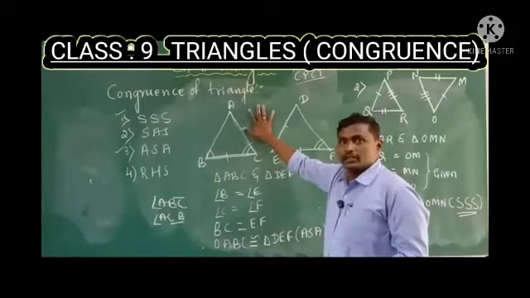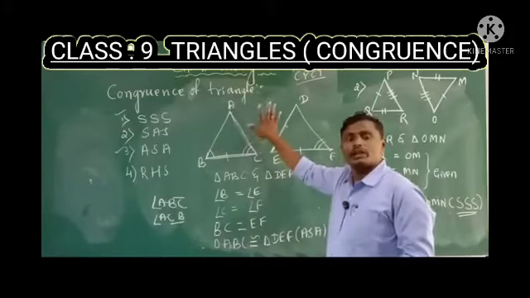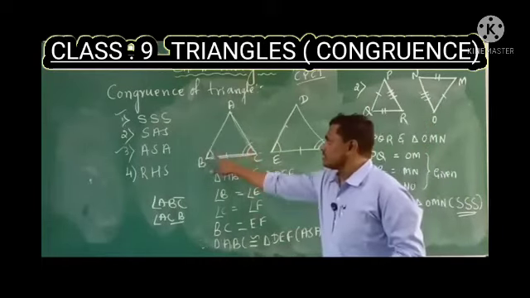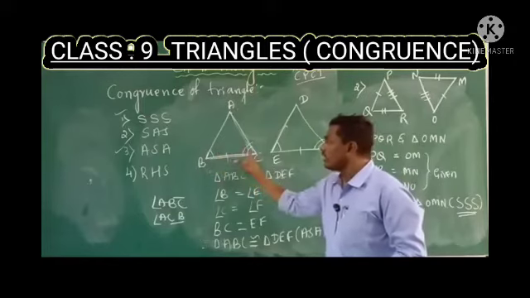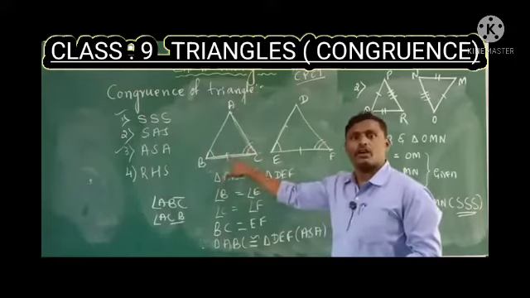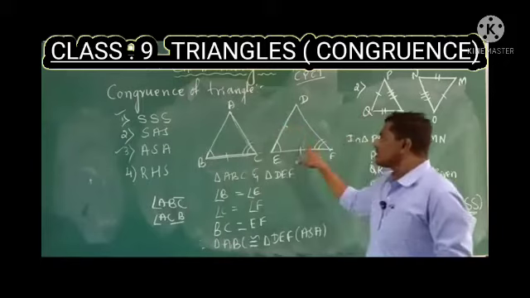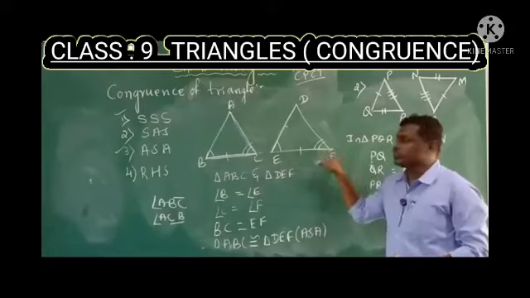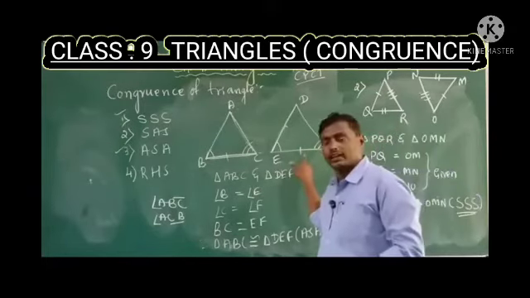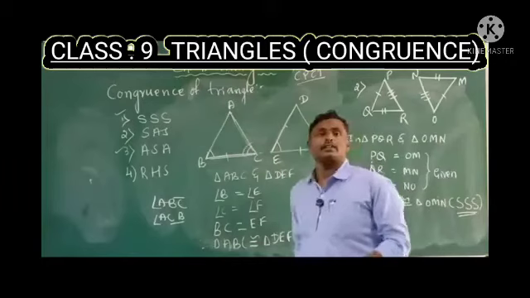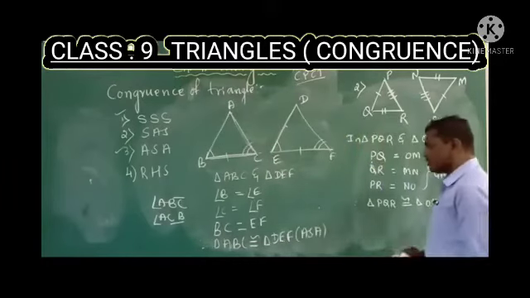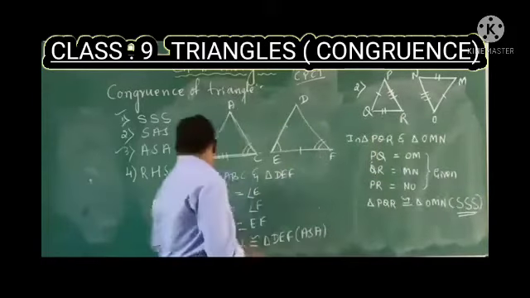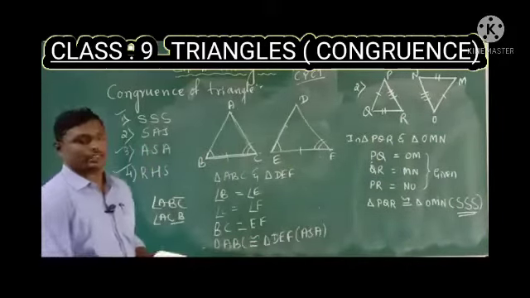If two triangles are said to be congruent, two angles and the included side of one triangle are exactly equal to the two angles and included side of the other triangle, then the given two triangles are said to be congruent by using the criteria ASA. Okay, let's take the last one, that is RHS criteria.